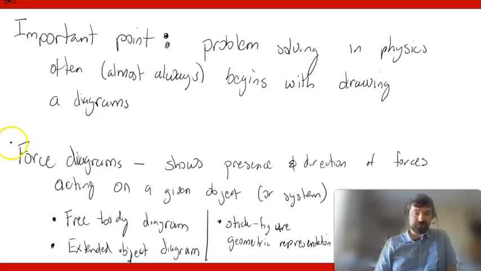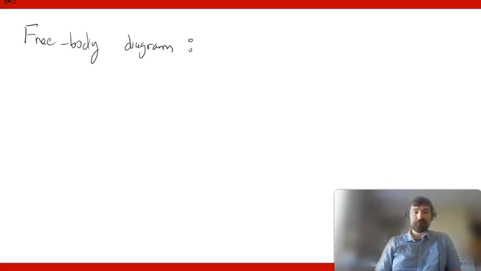So what is a free body diagram for starters? I'm not necessarily, by the way, going to do all of these force diagrams in this video. So what is a free body diagram? Basically you represent your object as a point. Your object is represented as a single point or dot.